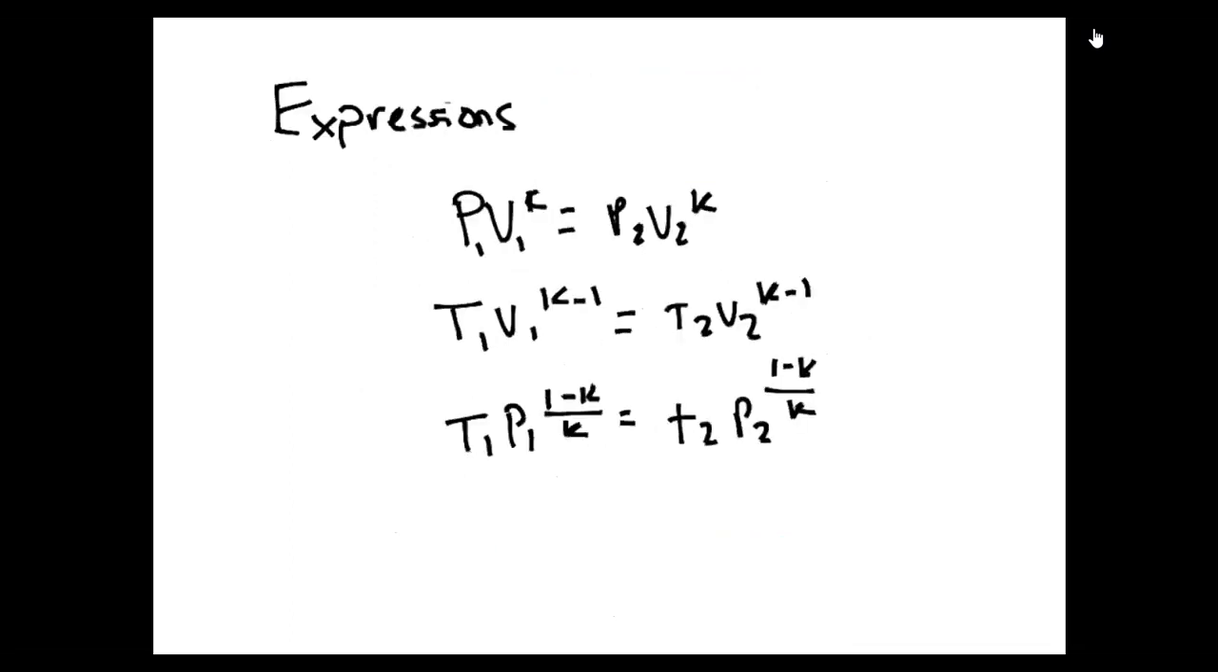Other useful expressions can be obtained by combining the ideal gas equation with the original one that we have worked out, and we get these three expressions that relate the pressure, temperature, and volume in terms of the ratio of specific heats, k, being more or less 1.4 for diatomic molecules, such as, for instance, oxygen or air.